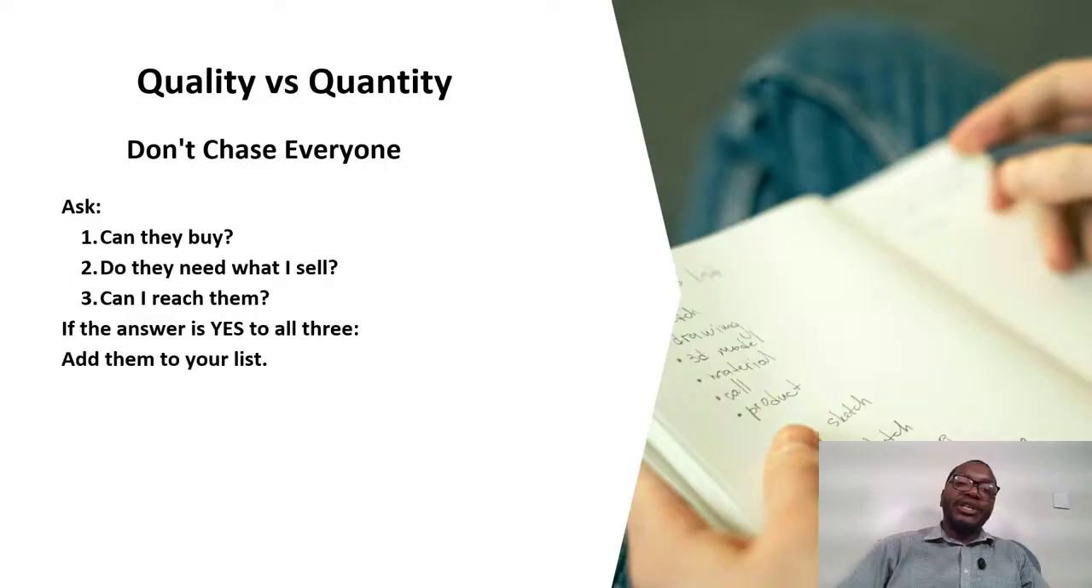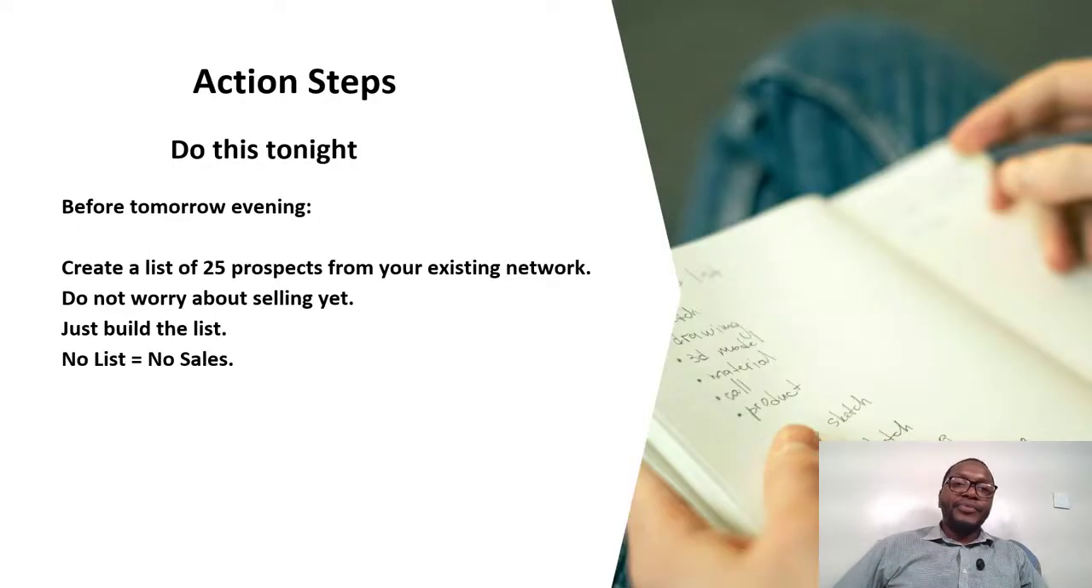Then can I reach them? Don't create a prospect list just to create it and then put people without contact numbers, locations, etc. Make sure you can actually reach them, you can actually start the conversation with them. And then once you've answered those questions, add the person, and the answers are positive. If all three are yeses, add that person to your prospect list.